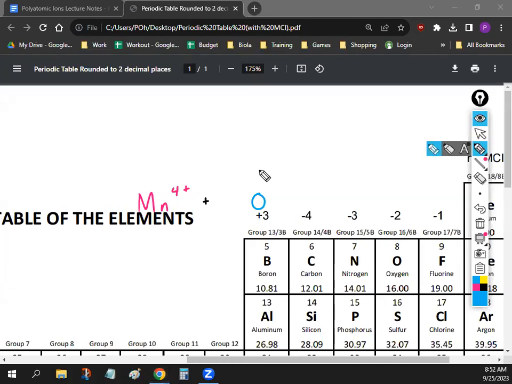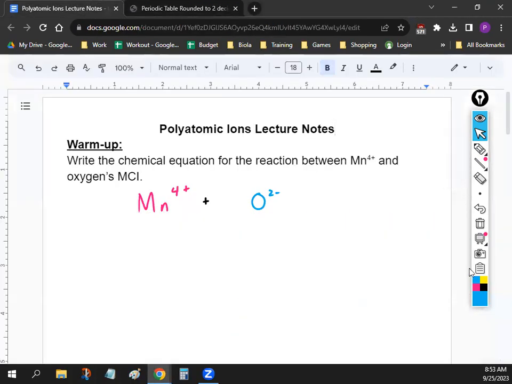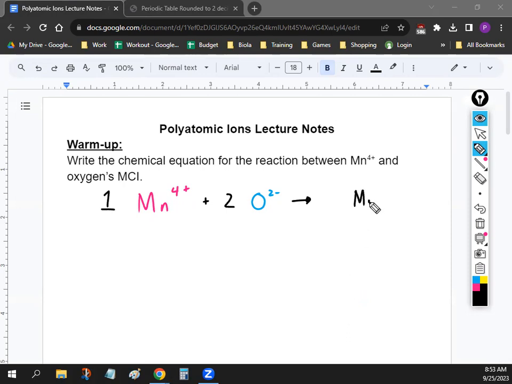Okay, so oxygen's most common ion is going to be 2 minus. All right, so what we're going to do is we got to balance out the charges. So if you take a look at this equation, we have way too much positive charge, right? So we only need 1 Mn, and we're going to need 2 oxygens to balance out the charges. Okay, so the ionic compound that we're going to make is MnO2, and just put a 1 in the front. Okay.